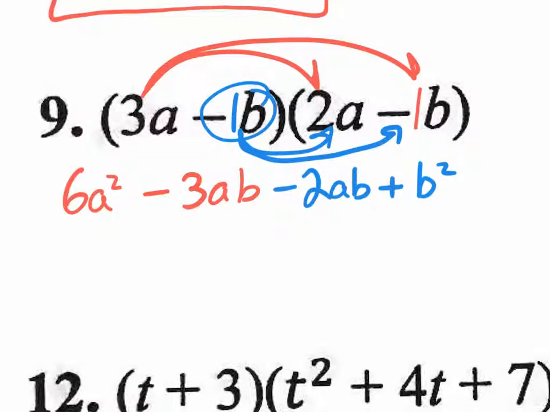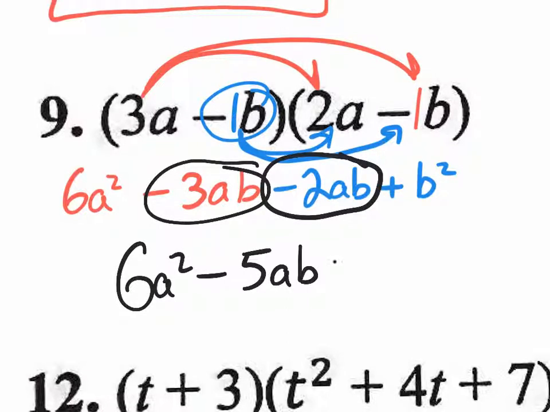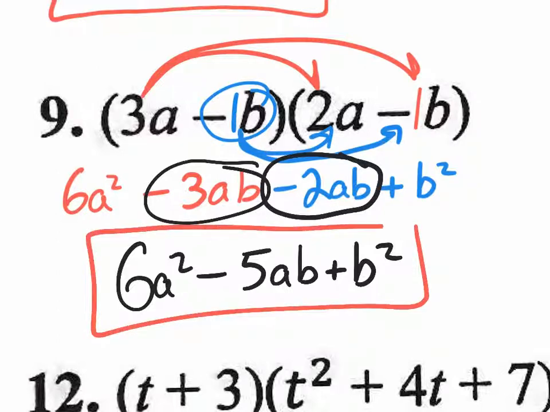Again, 4 terms. Out of those 4 terms, we could combine the 2 middle ones. So if I owe 3 of those guys, and what do I mean by those guys? I'm talking about the AB term. And I owe 2 of those same AB terms. I'm going to have negative what? 5 of those AB terms. And of course, the first term, 6a squared, comes down. And the last term, plus b squared, comes down. And that is the correct answer for number 9.